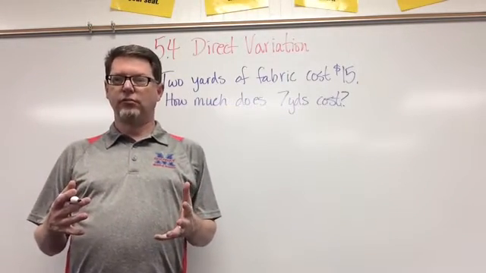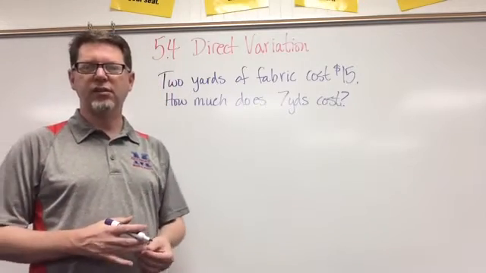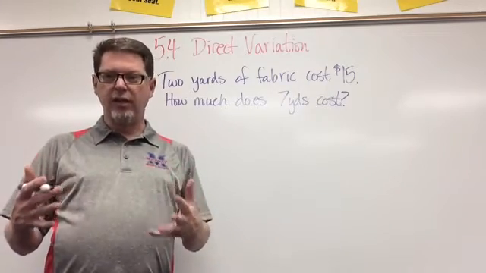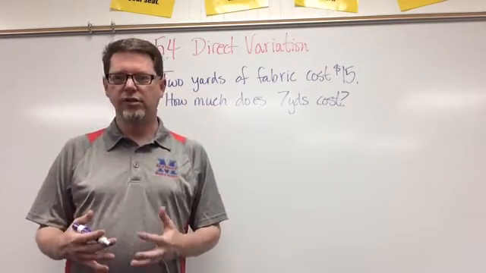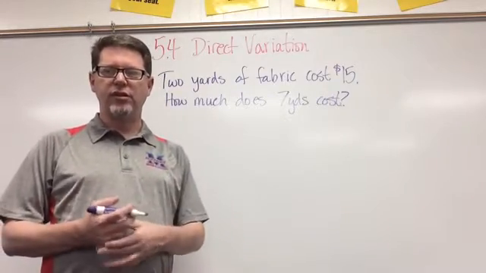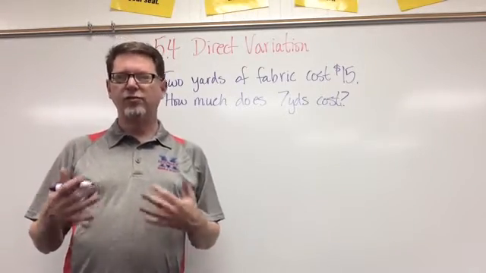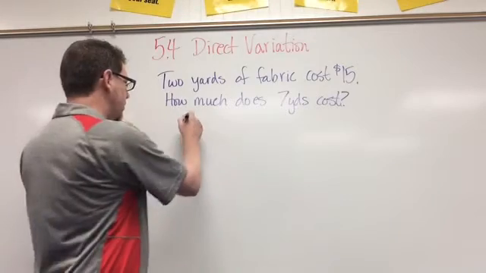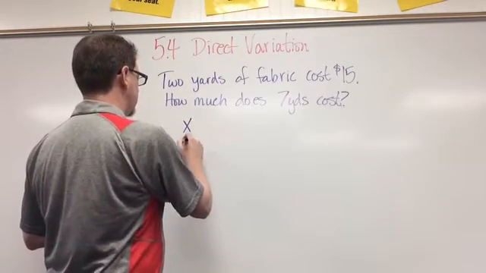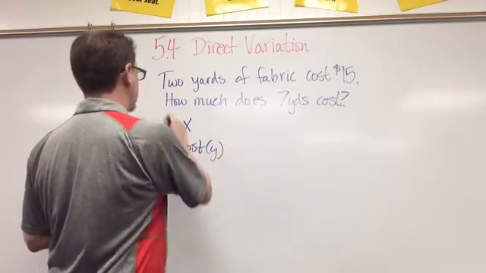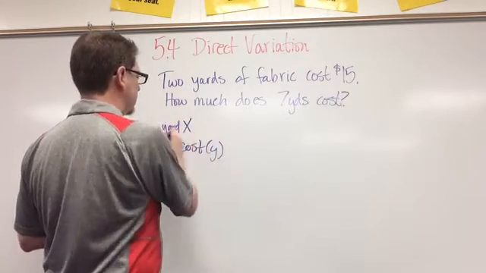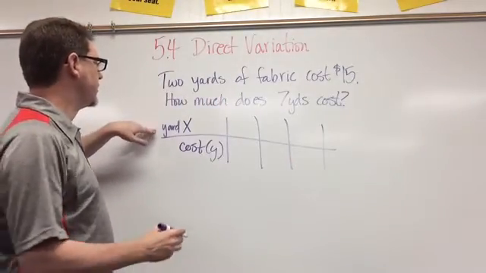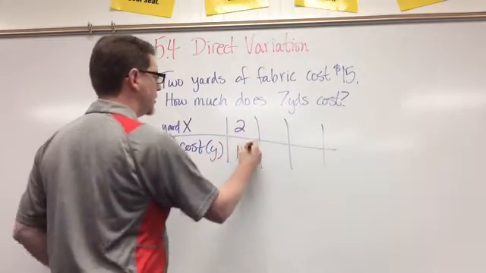So now we have a situation. 2 yards of fabric costs $15. How much is 7 yards? The instructions tell me that this is a direct variation situation, so I need to write a direct variation equation to figure out the answer. First of all, we need to figure out what we know. We know that 2 yards of fabric costs $15. So we're going to go with yards of fabric as x and the cost as y. Okay, so we know that the yards of fabric is 2 and the cost is 15.